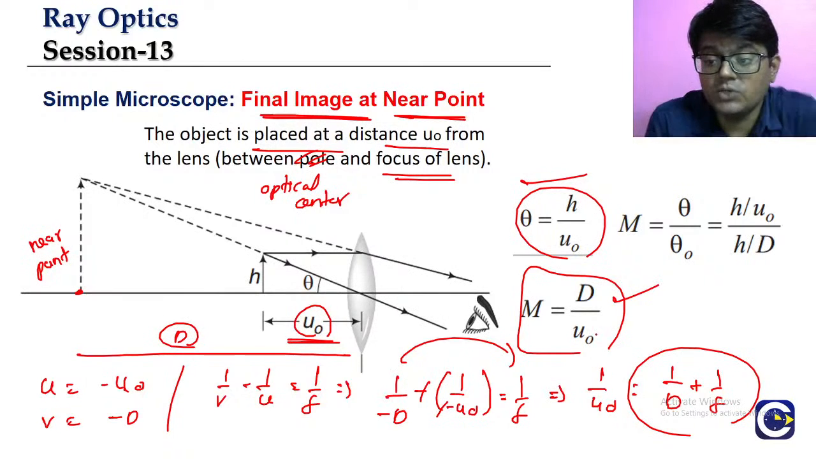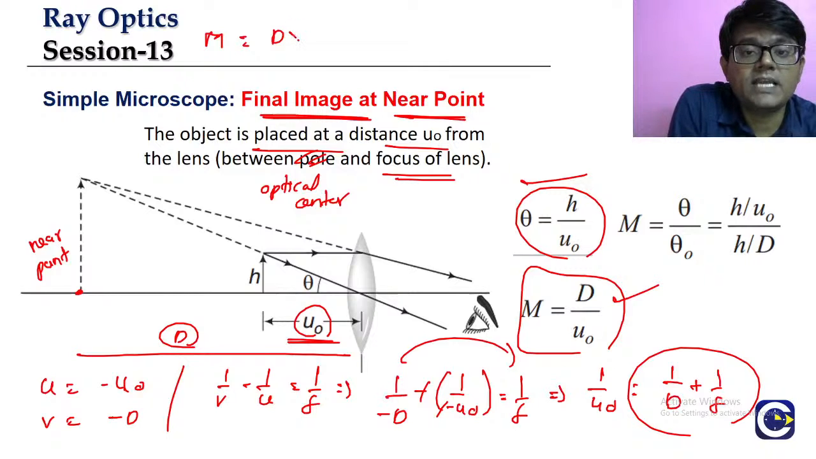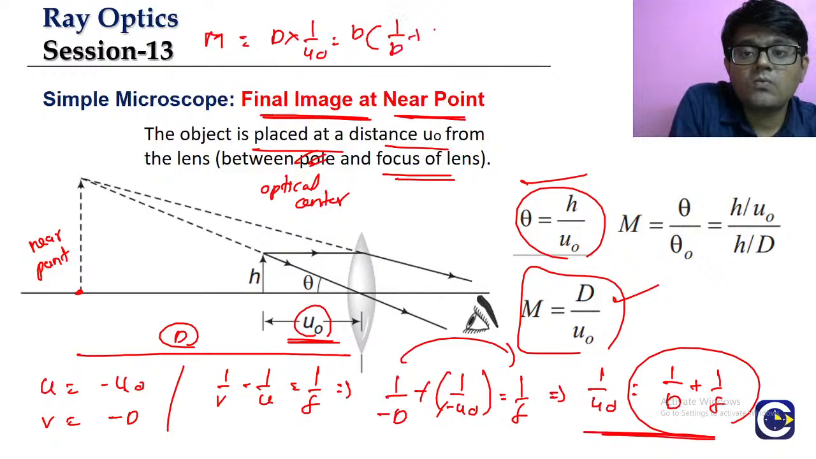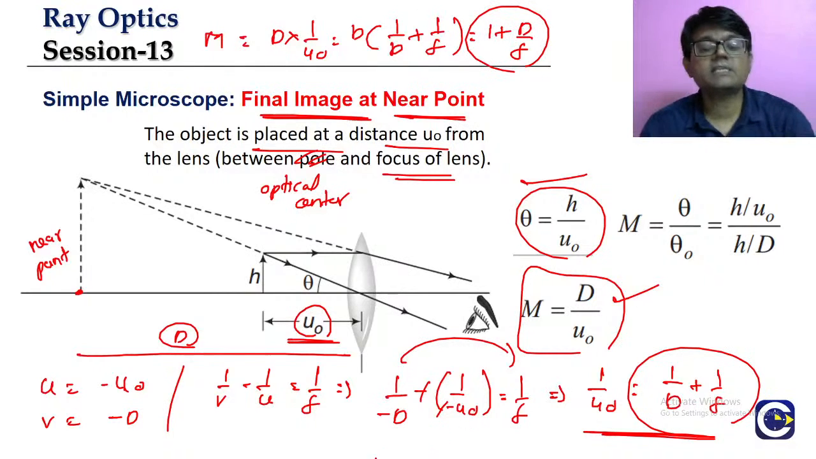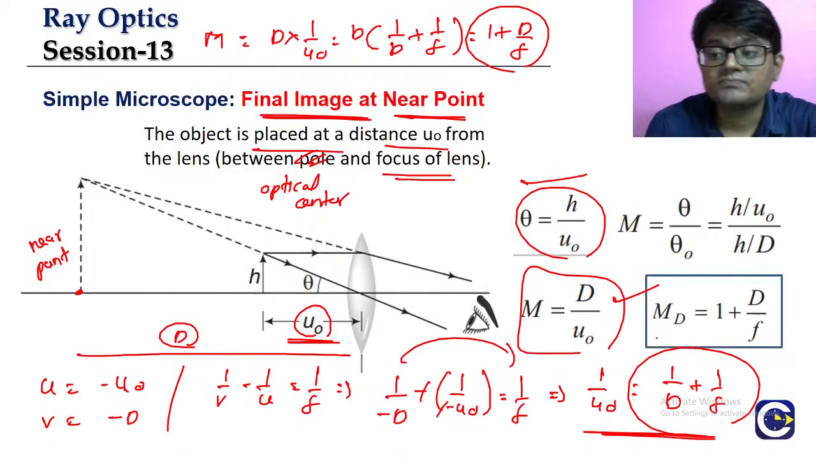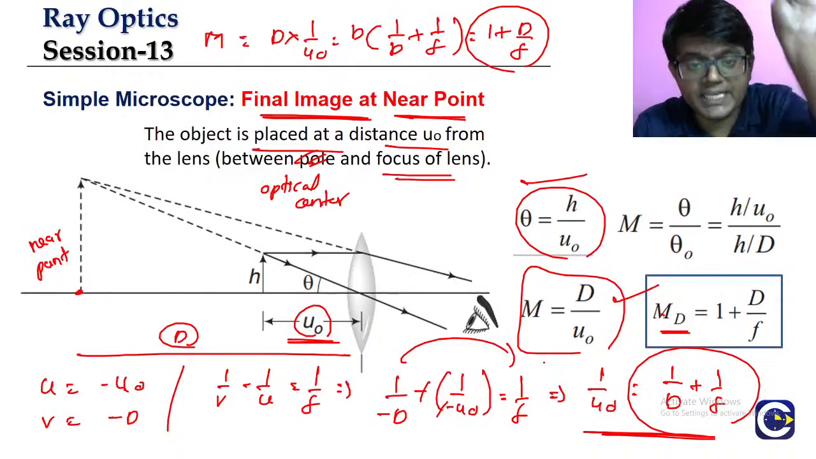Now straight away we will use it. Look at this magnification factor formula. M is equal to D by u0, which is D into 1 by u0. So D into, what is 1 by u0? 1 by D plus 1 by f. Multiply it inside. So in this case the magnifying power, we will call it M subscript D. Previously we used infinity.